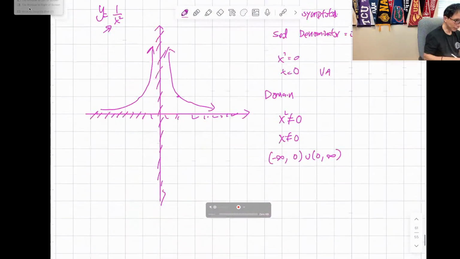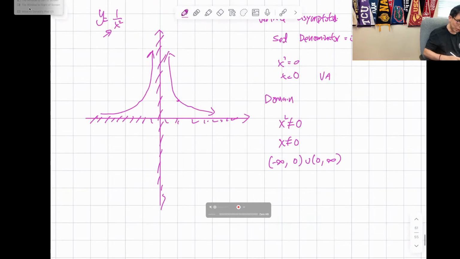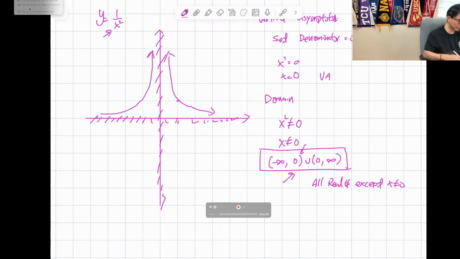Is that okay? Okay. Let's talk about something else. Let's give you a question. Find the domain and the vertical asymptote. So the domain is written this way: negative infinity to 0, with an open parenthesis because you cannot equal 0, and then 0 to infinity. That's another way to write domain. Some of you write domain as all real numbers except x cannot equal 0, but this is much more preferable. This is going to be the domain.